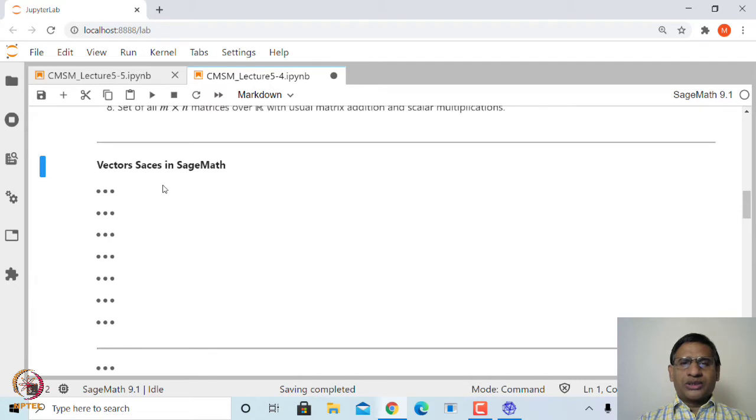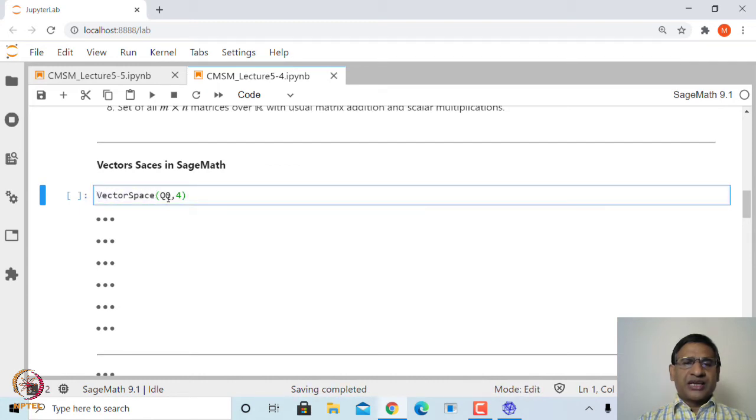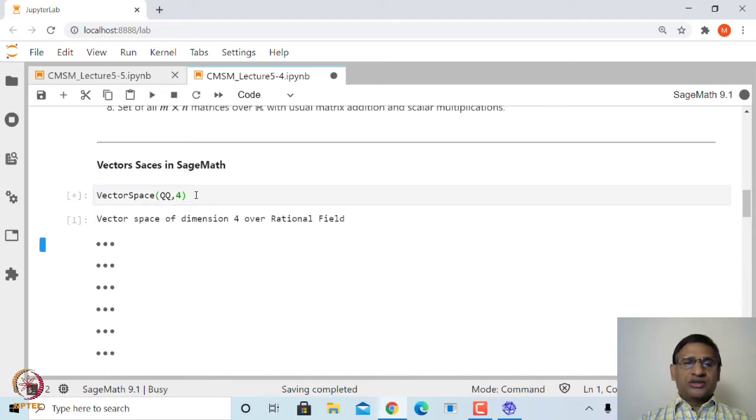over R or over some other field in SageMath. The easiest way of defining a vector space is to use the VectorSpace function and then mention the field. Here QQ means the rational field and 4 means it has 4 dimensions. So it is Q to the power 4. This is a vector space of dimension 4 over the rational field.